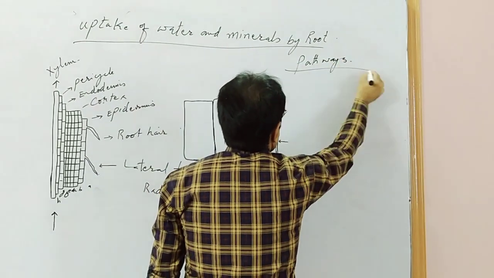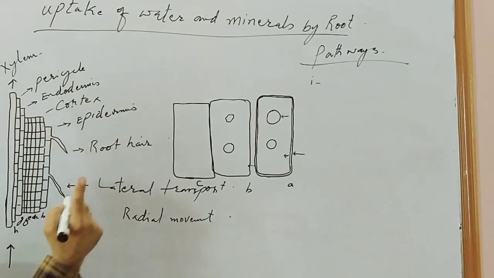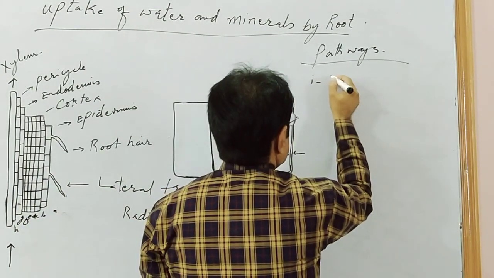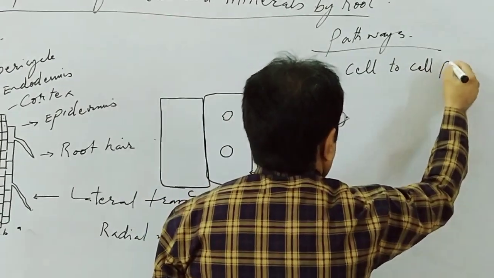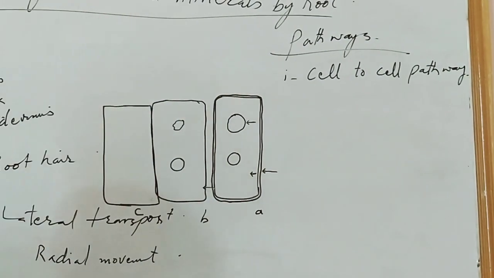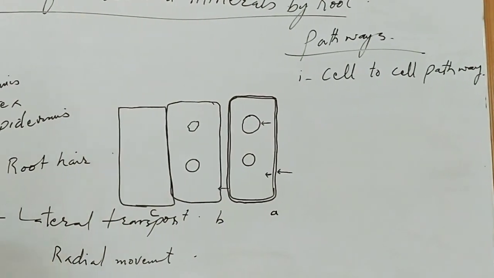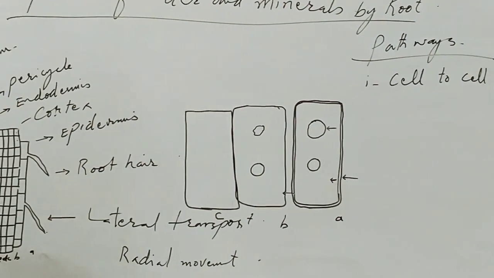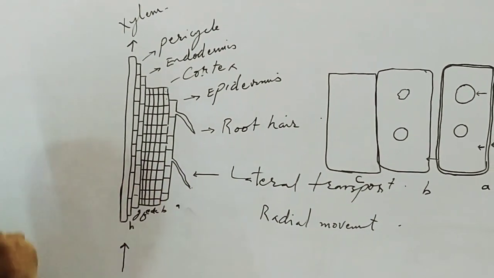Pathways involved during the lateral transport. There are three paths. Number one is called the cell to cell pathway. This is the cell to cell pathway, and this is a slow pathway, a slow mechanism to take water from the soil.